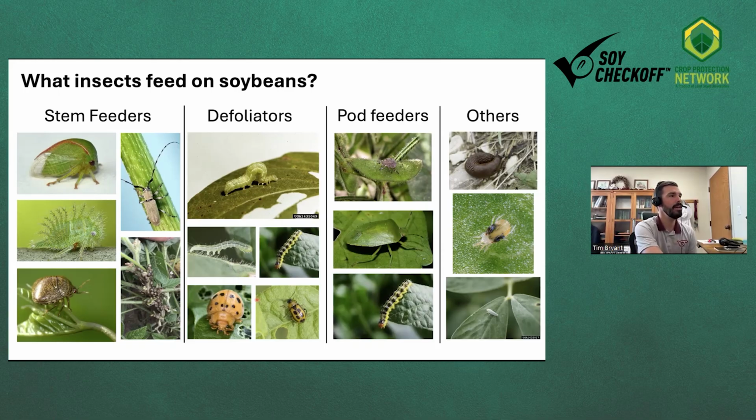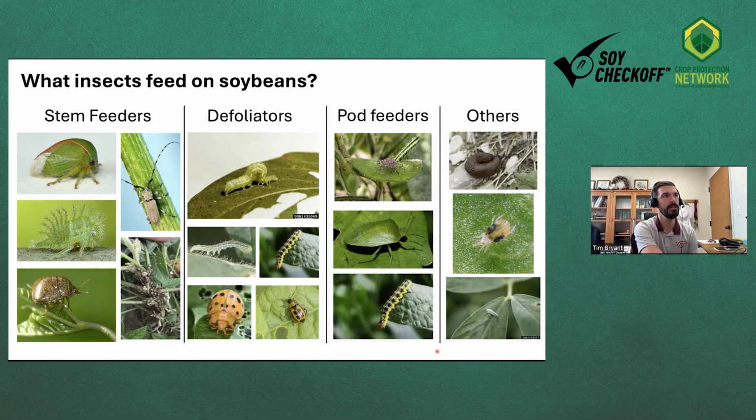Then you have defoliators. These are things that are feeding on the leaves of soybeans and causing defoliation. And that's namely a few caterpillar pests, including the soybean looper here on the top, green cloverworm, velvet bean caterpillar, corn earworm can be a defoliator in some cases if it shows up prior to pods and flowers being available, and then a couple different beetle species, bean leaf beetle and Mexican bean beetle.